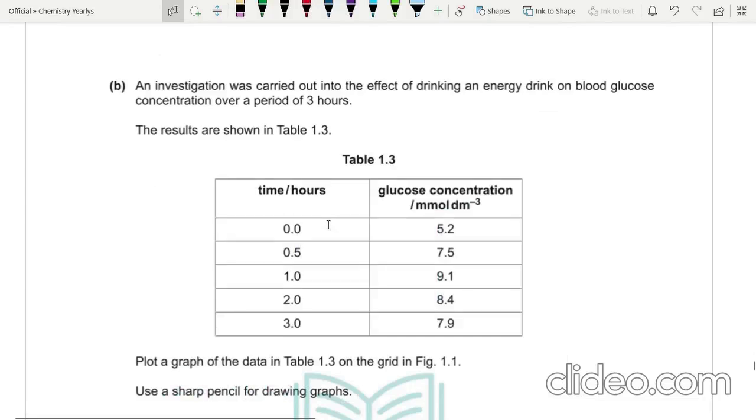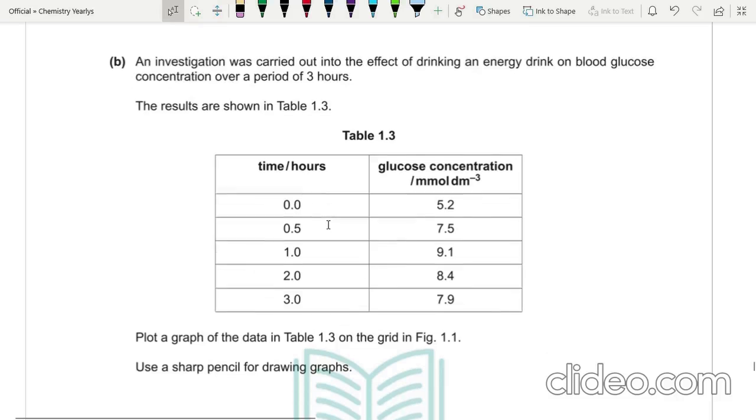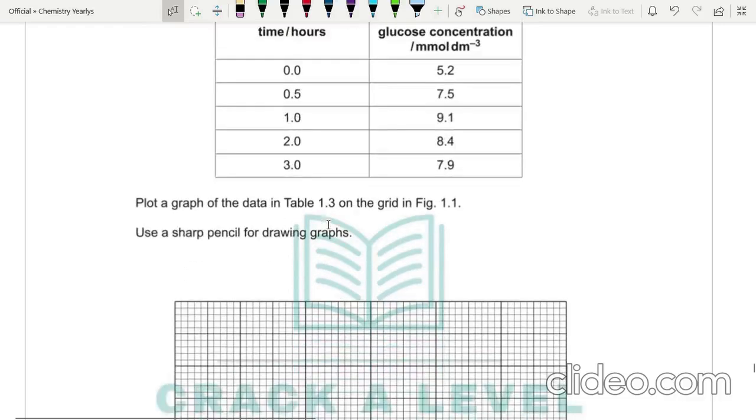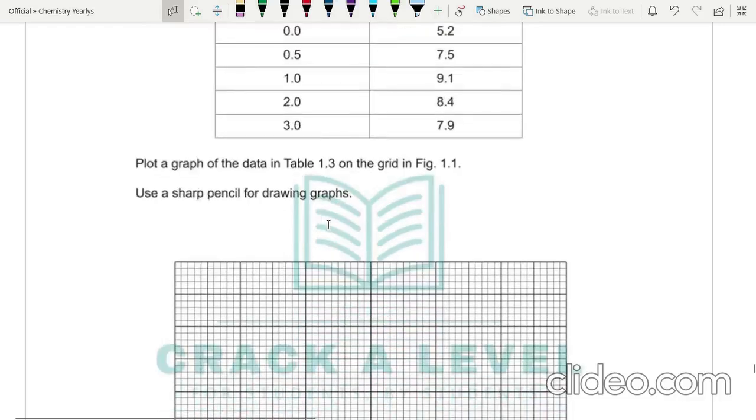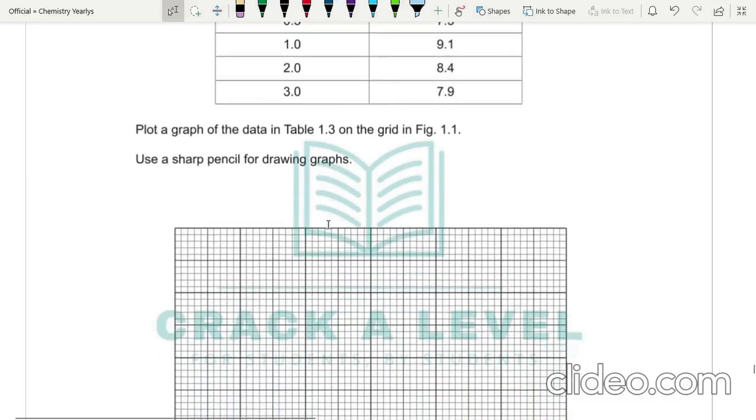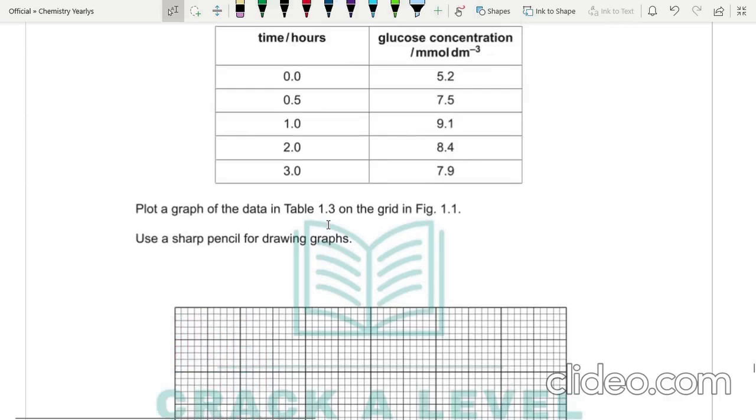Now the B part says an investigation was carried out into the effect of drinking an energy drink on the blood glucose concentration over a period of 3 hours. So the results are shown. This has numerical values in both columns. So plot a graph of the data in table 1.3 on the grid in figure 1.1. Use a sharp pencil for drawing graphs. So the range for the time is 3, and for the glucose concentration the highest is about 9.1, and the lowest is about 5.2.